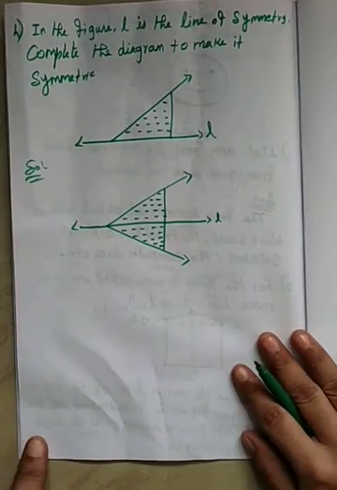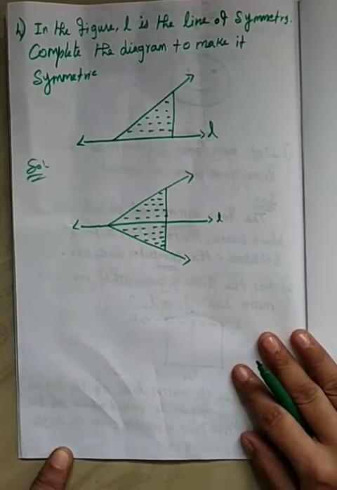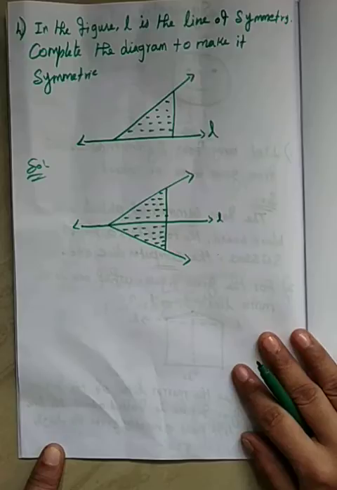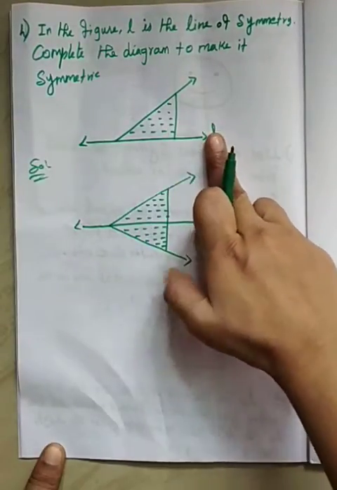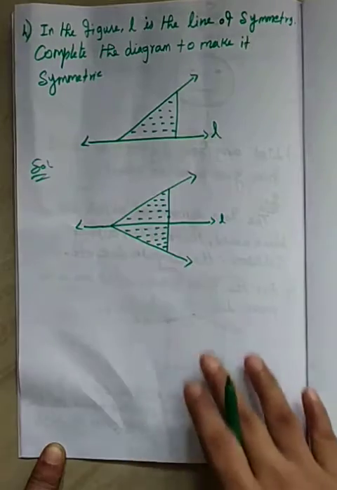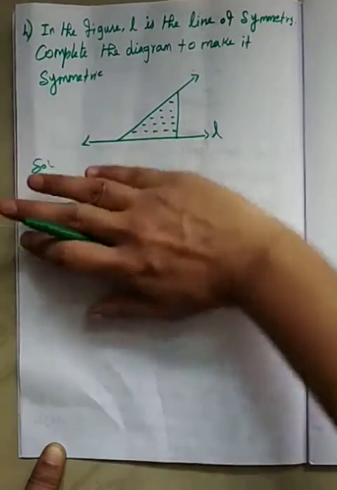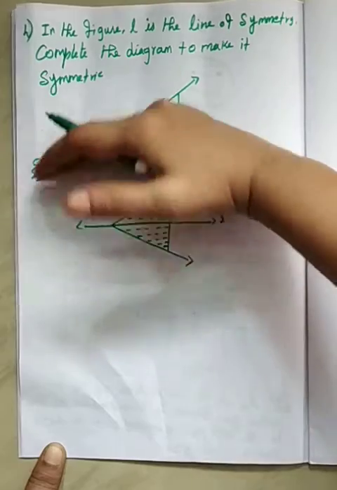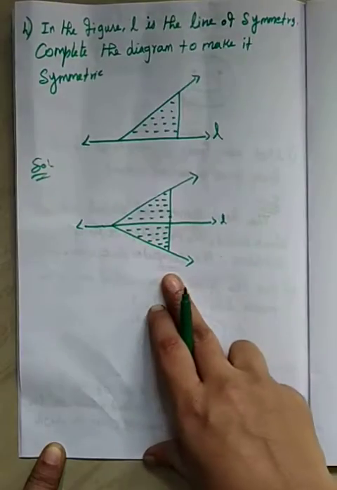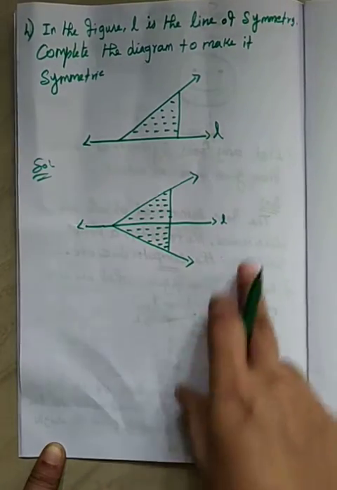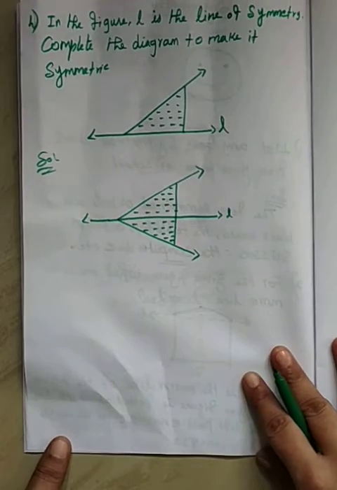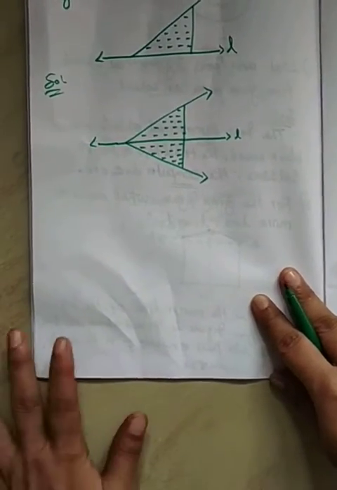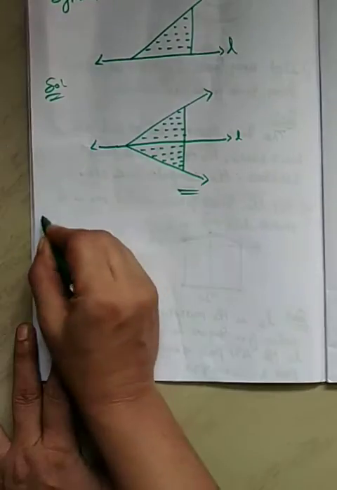This is a very easy problem. The symmetric topic is very easy. In this figure, L is the line of symmetry. Complete the diagram to make it symmetric means, see here, this is the top. The same diagram you have to draw for the bottom, and you will get the full diagram. So this figure is the complete diagram to make it symmetric. Everybody clear? Okay. So see the next one.